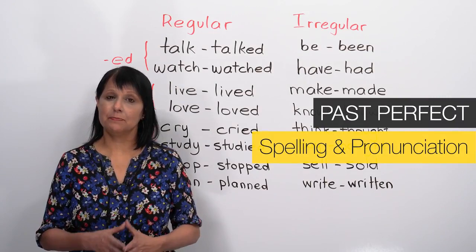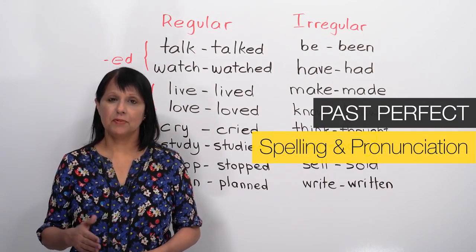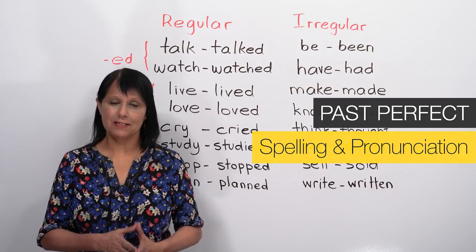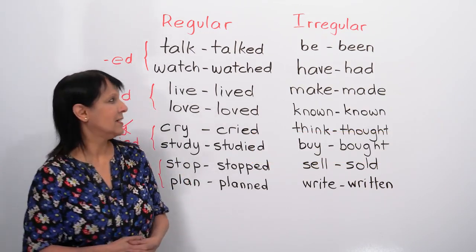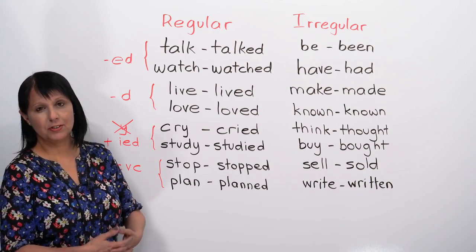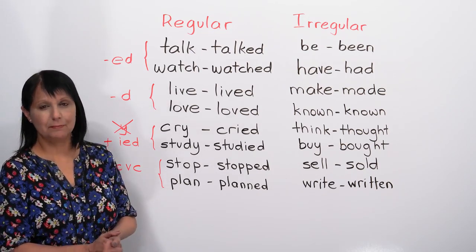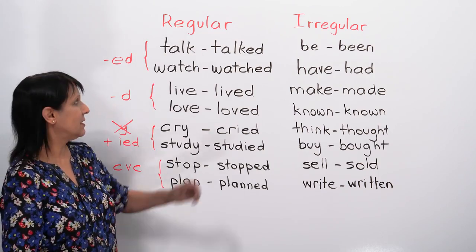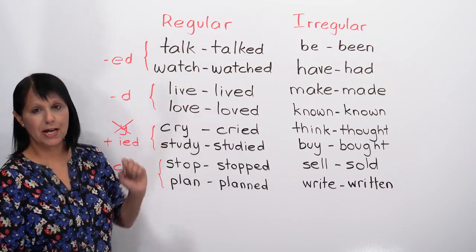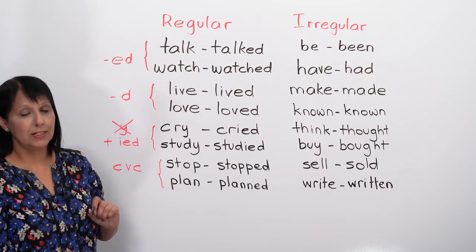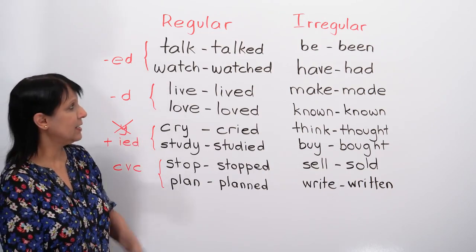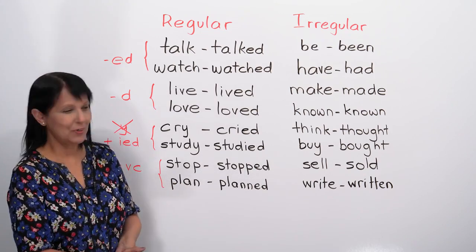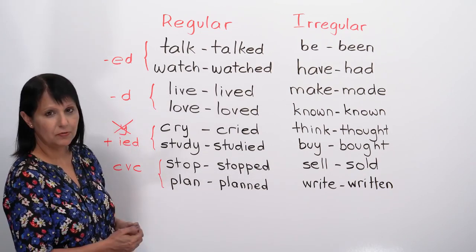Now let's look at how to spell and pronounce some of the regular and irregular verbs that we need to use with the past perfect tense. Of course, you can use any verb with the past perfect tense, but they're divided into two sections. The regular ones, where we usually add only ed or d, which we're going to look at, and the irregular ones, which might change completely. So, let's start with the regular.